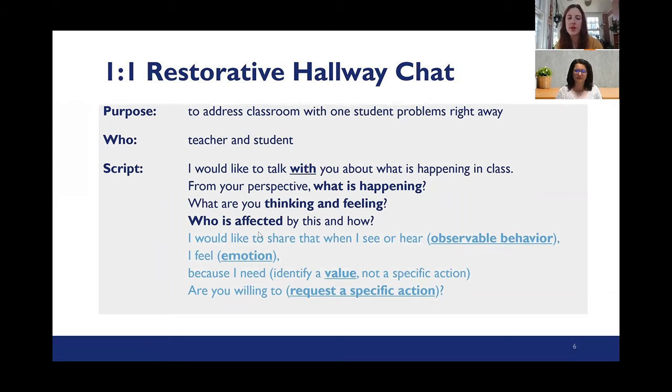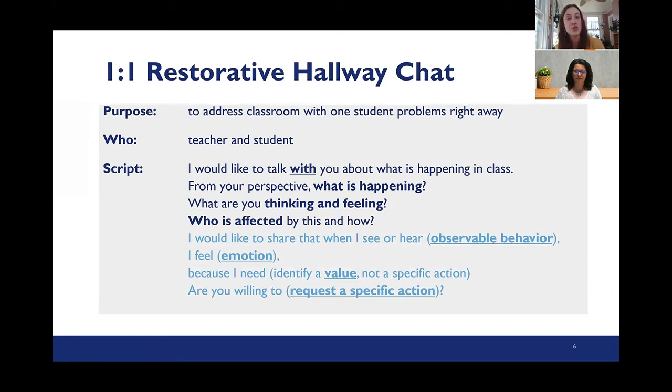And I think too, what I like about this is that you lead with, what is the student thinking and feeling? And I think that's particularly validating to them. But I also appreciate that you've added this piece at the bottom in the light blue to allow the teacher an opportunity to state how it affects them. And I like also that not only are we sharing emotions, but we're focusing on behaviors that we can see and observe, right?